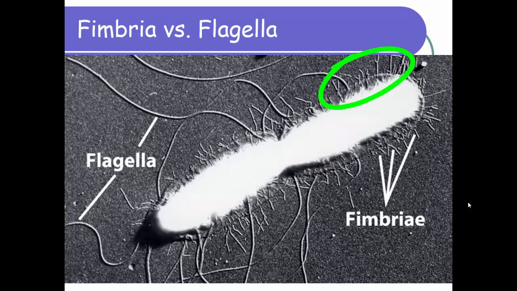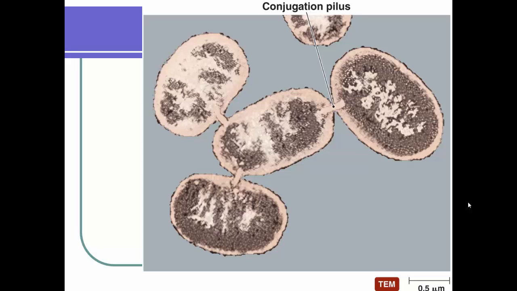Here's a good example of fimbriae on this diplobacilli. You can see that they are much shorter than the flagella, and hopefully from this picture you can get the idea that they actually are sticking these guys down to the environment that they're in.